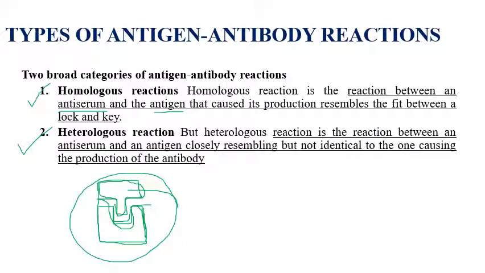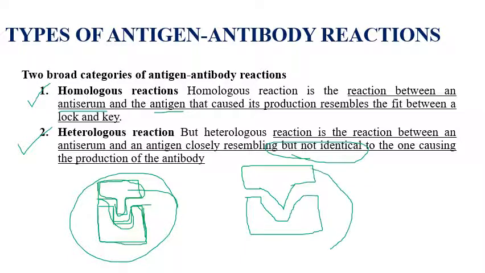In heterologous reactions, the reaction is between the antigen and an antibody that closely resembles but is not identical to the one that caused the production of antibodies. Let us consider it is producing a shape like this; it is almost closely resembling but not exactly identical to the one responsible for the production of antibodies. So these are the two types of reactions, homologous and heterologous. Homo means same, exactly fitting the antigen coming from outside, whereas in heterologous reactions it is almost resembling but not identical to the exact one responsible for the production of antibodies.